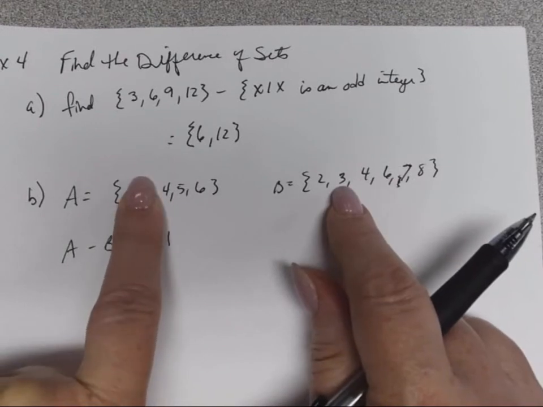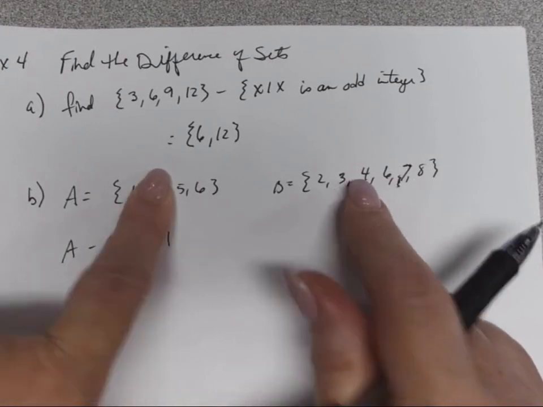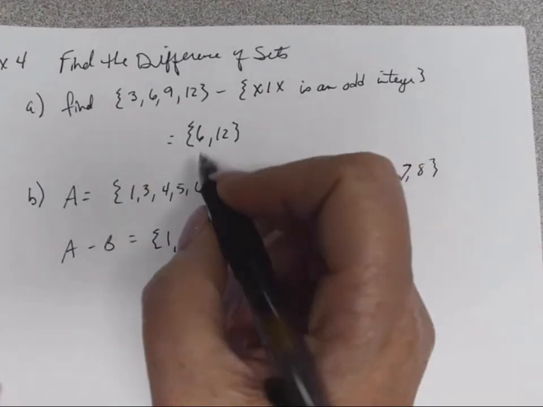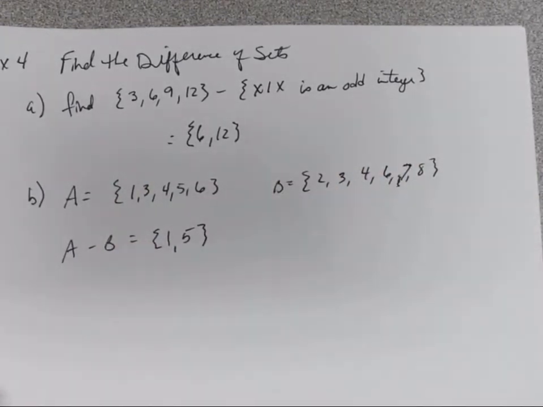B has a 3, so we can't put that. It has a 4. It doesn't have a 5. But it has a 6. So 1 and 5 would be A minus B.